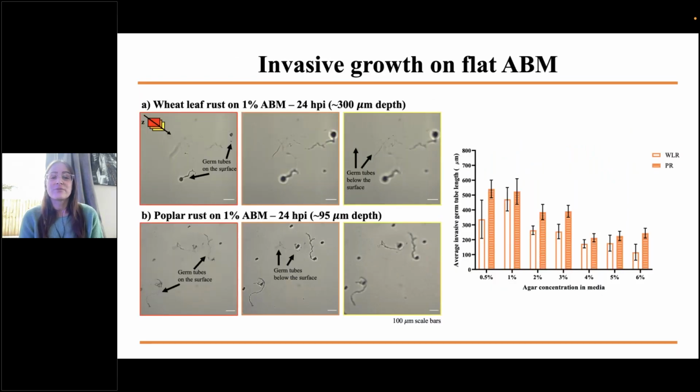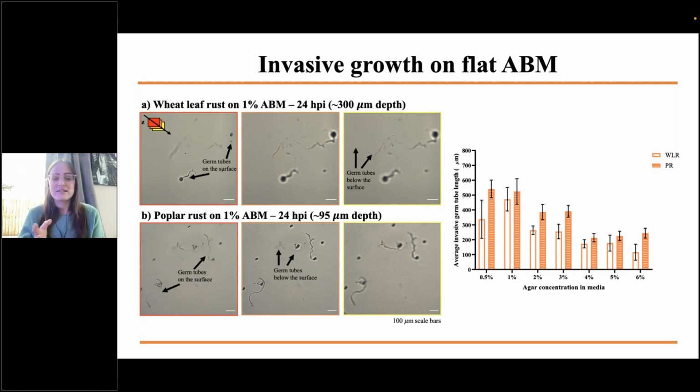So I mentioned that invasive growth. We termed anything that was growing below the surface as invasive growth. And I've tried to show that with those pictures on the left, which are on different z-axes. You can see the red ones starting on the surface, and orange to then yellow is just moving progressively further down. For the wheatleaf rust at the top, for those particular spores, they were growing to around a 300 micron depth. For those particular poplar rust ones, they were going to around 95 micron depth.